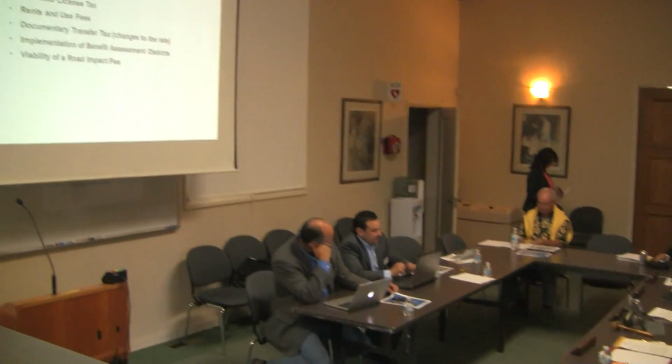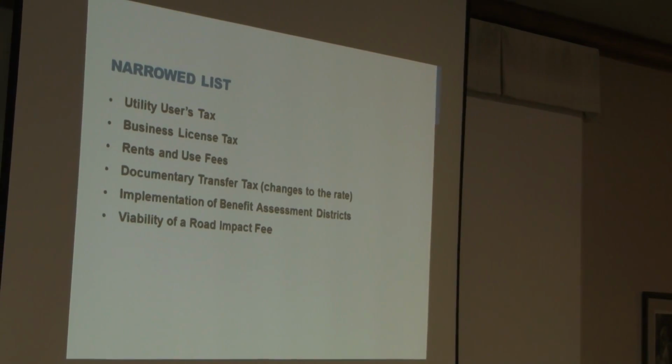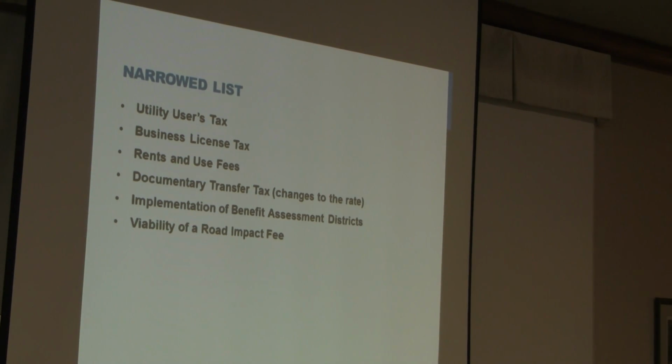As George had mentioned, this is the second part of our revenue alternatives. We discussed in March, and this is the second meeting. Revenue diversification is one of the important things we're exploring, and it's one way to strengthen our core strategy of financial stability. The list was narrowed to the following: utility users tax, business license tax, rents and use fees, the document transfer tax, whether we're exploring changes to the rate, implementation of benefit assessment districts, and the viability of a road impact fee.